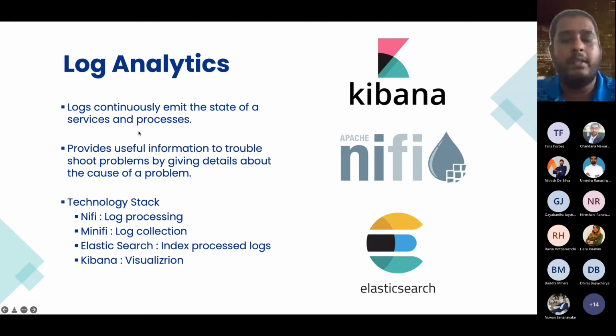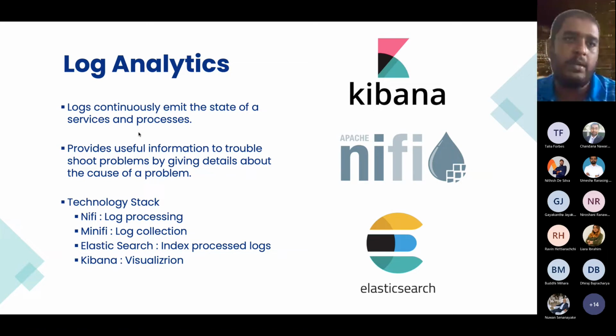Logs, as we all know, continuously emit or dump important information into a persistent file, right? This information can provide you real-time insights, and because these logs are most of the time archived and kept safely for some time, you can use them to troubleshoot, right?